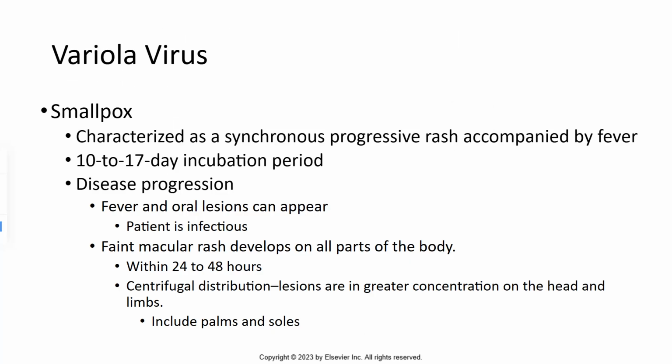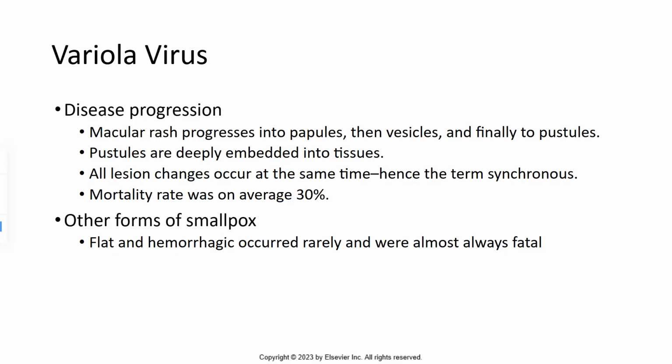Smallpox is characterized as a synchronous progressive rash accompanied by fever, with a 10 to 17 day incubation period. With disease progression, fever and oral lesions can appear. The patient is infectious. A faint macular rash develops on all parts of the body within 24 to 48 hours. Centrifugal distribution: lesions are in greater concentration on the head and limbs, including the palms and soles. The macular rash progresses into papules and vesicles and finally pustules. The pustules are deeply embedded into the tissues and all lesion changes occur at the same time, hence the term synchronous. Mortality rate was on average 30%. Other forms of smallpox, flat and hemorrhagic, occurred rarely and were almost always fatal.